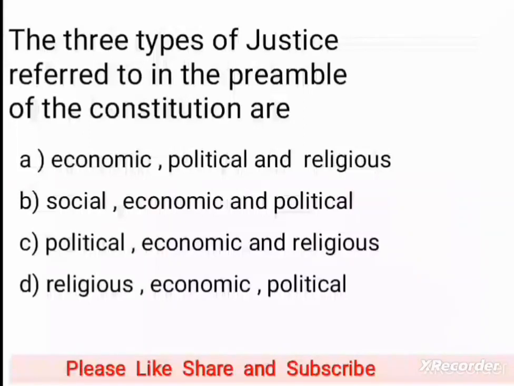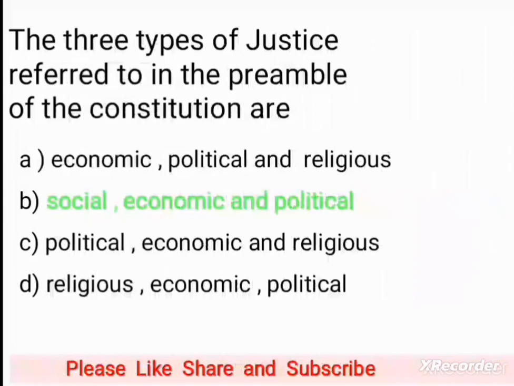The three types of justice referred to in the preamble of the Constitution are: Option A, economic, political, and religious. Option B, social, economic, and political. Option C, political, economic, and religious. Option D, religious, economic, political. And the correct answer for this question is option B, social, economic, and political.